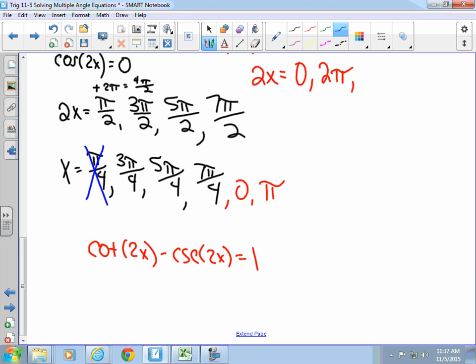Pi over 4 didn't work. 3 pi over 4 times 2 is 3 pi over 2. So cotangent of 3 pi over 2 is also 0. Cosecant of 3 pi over 2 though is negative 1, right? And what's minus a negative 1? Positive 1, that works. 5 pi over 4 becomes 5 pi over 2. Right? 5 pi over 2, yes.